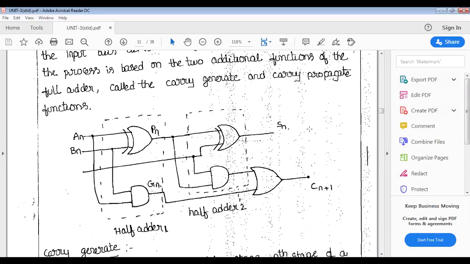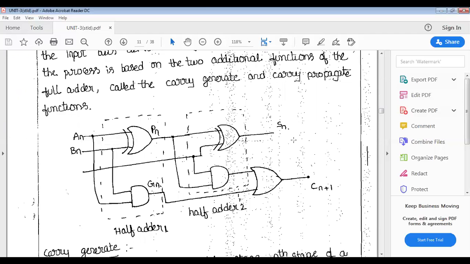Half adder 1 and half adder 2. In half adder 1 you can see there are two inputs, AN and BN, with suffix N. The exclusive OR gate output of the first half adder is PN and the AND gate output is GN.